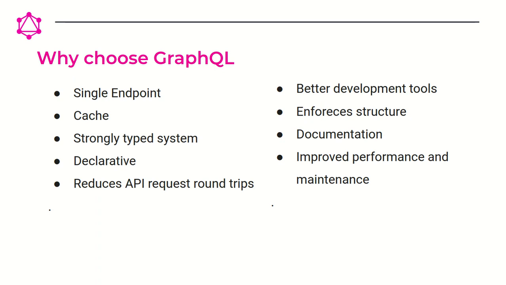And now the next thing is that GraphQL is declarative. How is GraphQL declarative? You declare whatever you want and you get just that. I say, okay, I want to get a list of users in my API, and I just make a request.